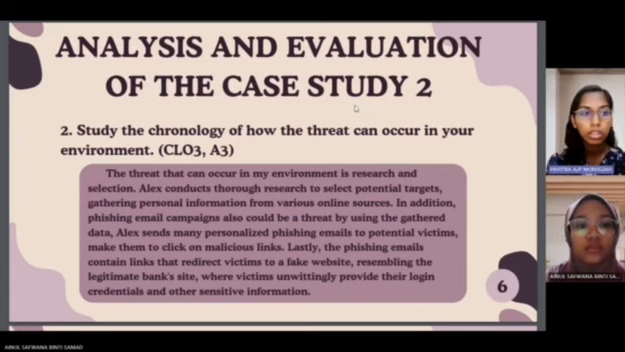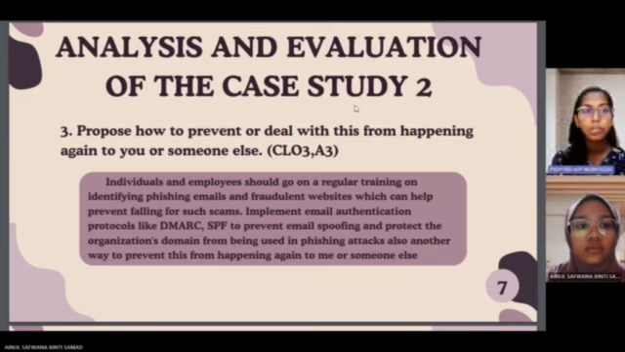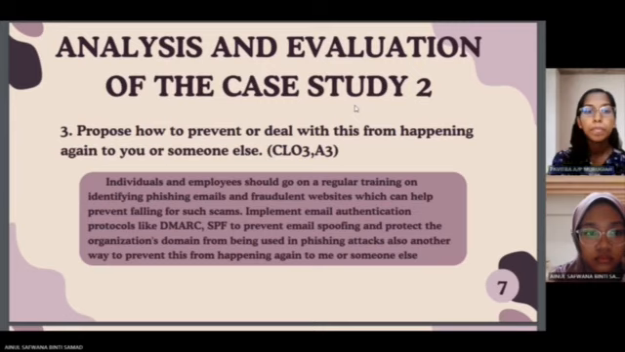The last one, the third question for case study 2, is to propose how to prevent or deal with this from happening again to you or someone else. Individuals and employees should go on regular training on identifying phishing emails and fraudulent websites, which can help prevent falling for such scams. Implement email authentication protocols like DMARC and SPF to prevent email spoofing and protect the organization's domains from being used in phishing attacks. Also, another way to prevent this from happening again to me or someone else.